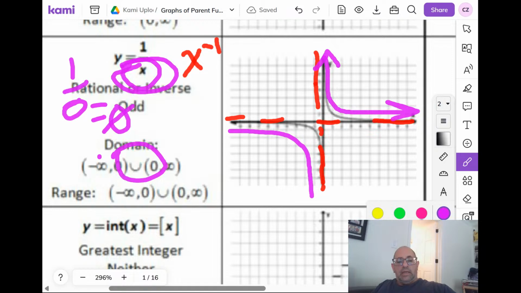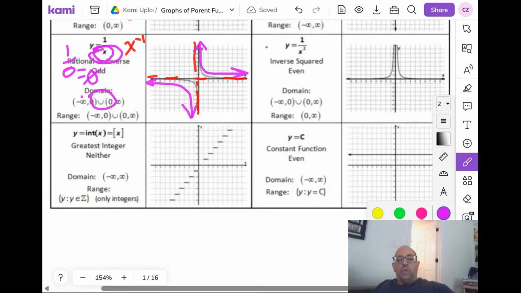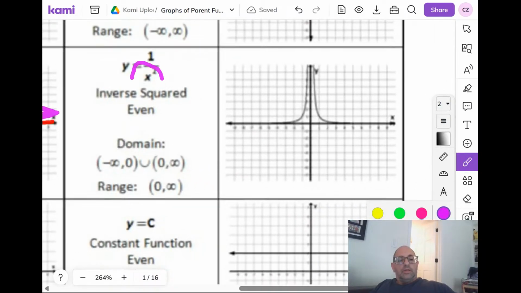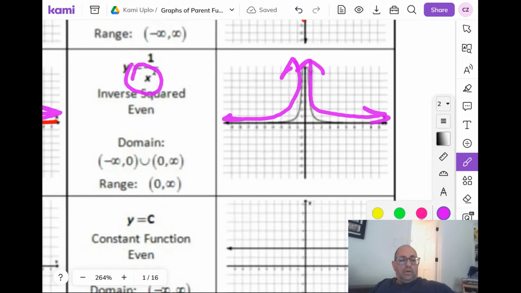And if you put in a negative, you also get a negative. 1 over a negative is a negative. So the two sides are in opposite places. 1 over x squared is a little bit different because when you square a negative, you get a positive. So it's the same basic graph, except the left half of it is right side up.